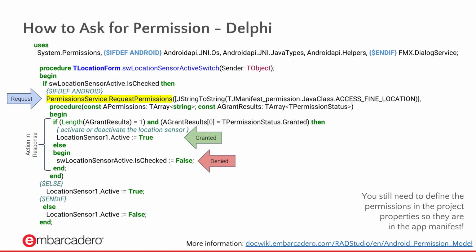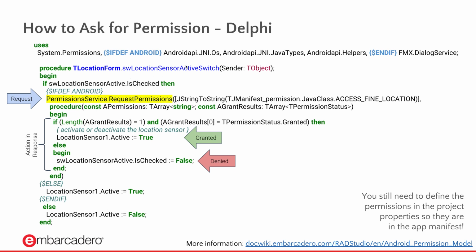This is how you're going to ask for permissions. So you're still going to have the permission list in your manifest, which you define through the project properties. But before you can use it, you have to ask for it. So here is the location sample, which ships with Delphi.